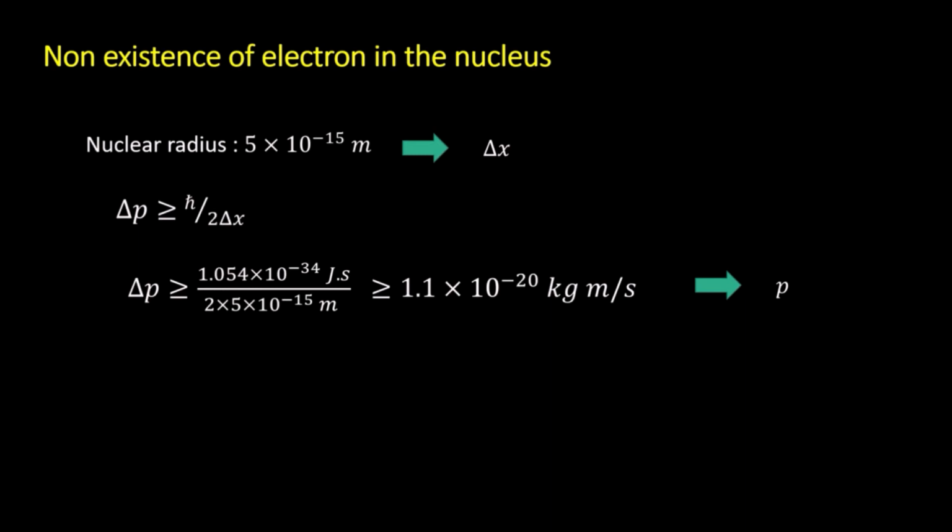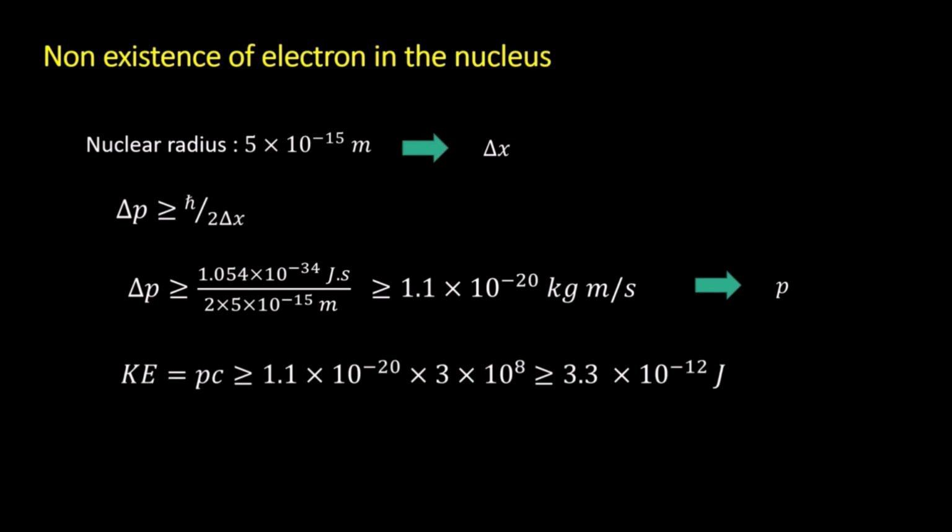Then the kinetic energy of this electron is given by the relation kinetic energy equal to Pc, and if you substitute for the value of momentum and also the value of speed of light, you can see that this kinetic energy must be greater than or equal to 3.3 into 10 to the power minus 12 joule. In terms of electron volt, this corresponds to a kinetic energy greater than 20 million electron volts.